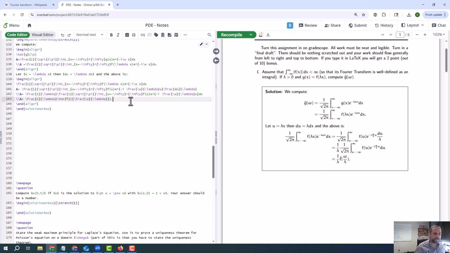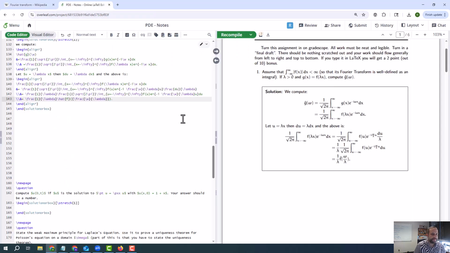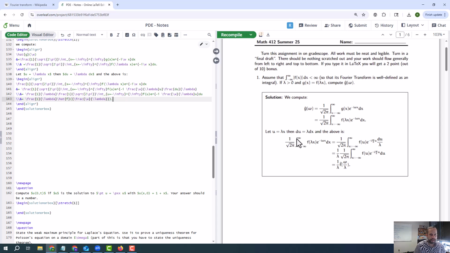Okay, and so that is that: 1 over lambda times f hat of omega over lambda. And by the way, this is what we have in the Fourier transform here. Notice there are absolute values here, and that's what we would get if we assumed that lambda could be negative. I feel like I've done this already, but I don't remember.